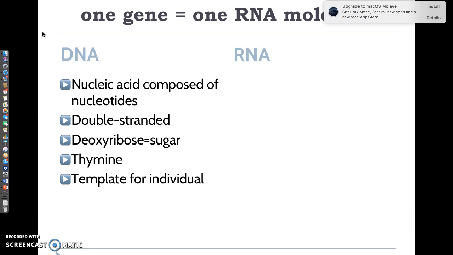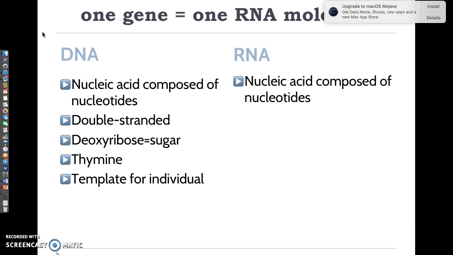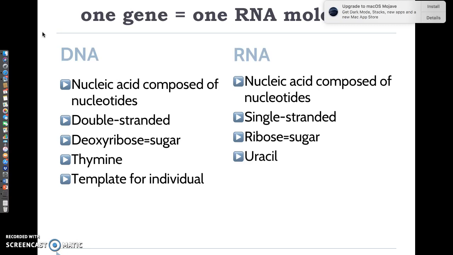RNA is a nucleic acid as well, and it's also made of nucleotides, but it is a single strand. The sugar in that nucleotide is different. It is ribose. Instead of thymine, there is no nitrogenous base thymine in RNA. Instead, it is uracil. And RNA has many different roles or jobs within our cell, whereas DNA, again, is just the template to be read or the directions.